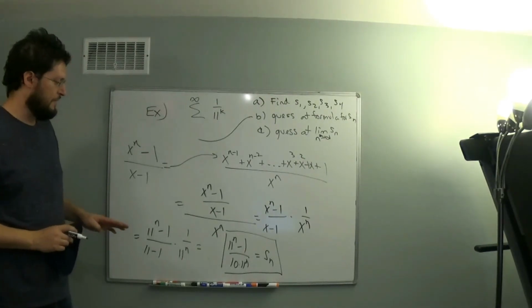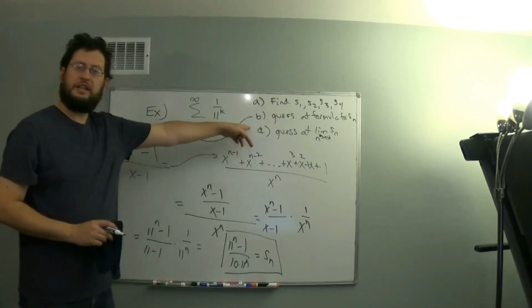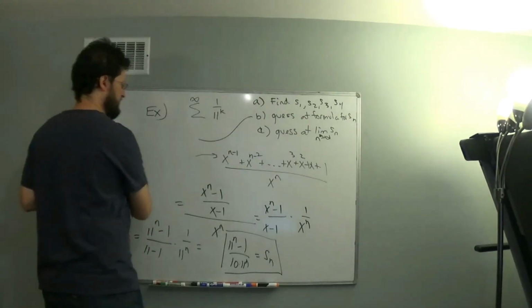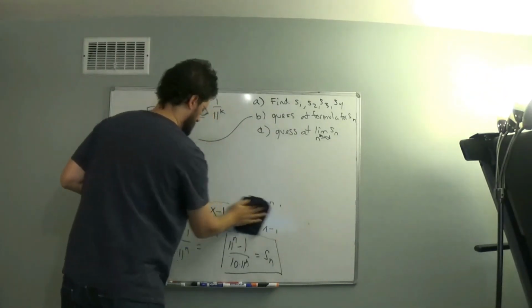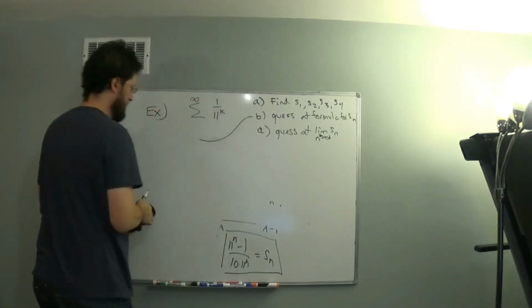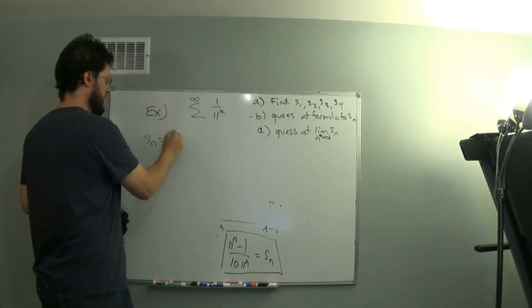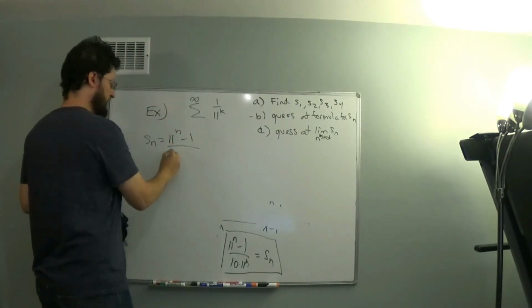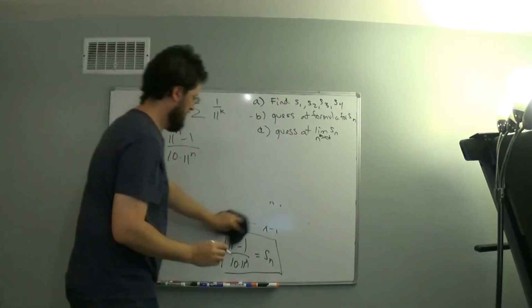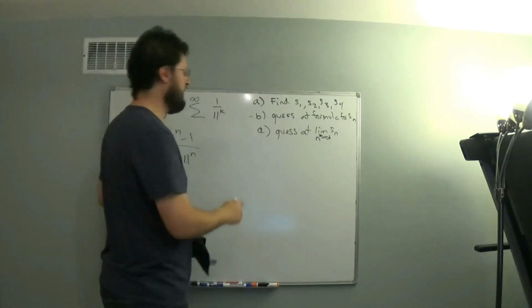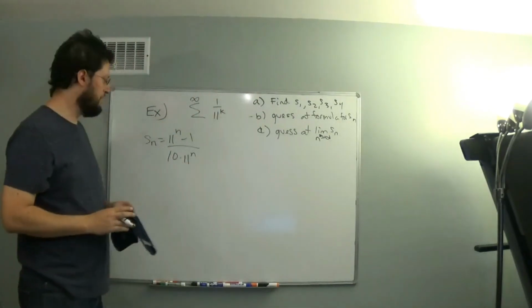Now finally, part C, guess at the limit. So let me put that formula up here. We found that Sn was 11 to the n minus 1 over 10 times 11 to the n. What is the limit as n goes to infinity? Or what is the value of this series?